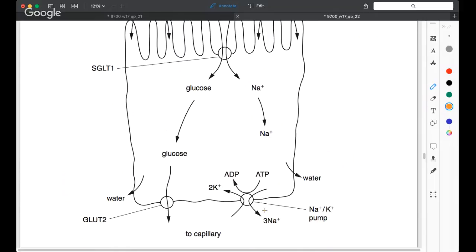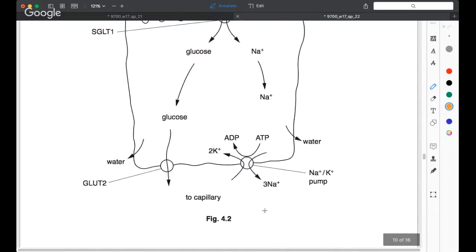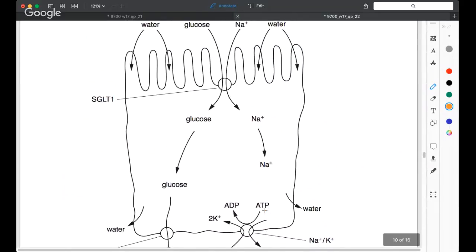Okay. So now we've gone to the stage where we've described glucose and sodium entering the cell from the lumen of the intestine, and then both exiting the cell into the capillary. And now that you have that picture, you can talk about how the movement of those ions are moving water alongside. So by moving ions from lumen to cell to capillary, you're setting up a water potential that causes water to follow the movement of ions. And that's how we rehydrate these patients.